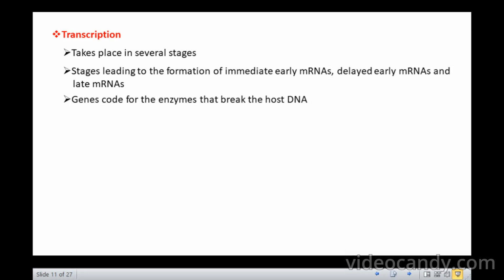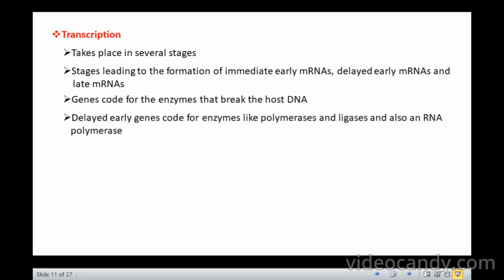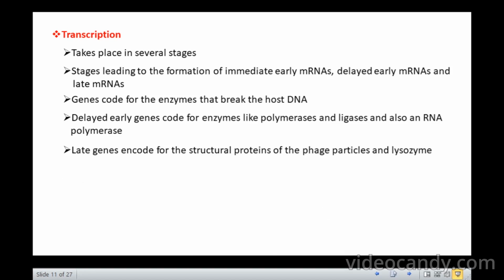Delayed early genes code for enzymes like polymerases and ligases needed for replication and also an RNA polymerase that will transcribe the late genes. The late genes encode for the structural proteins of the phage particles and lysozyme required for the lysis later on.